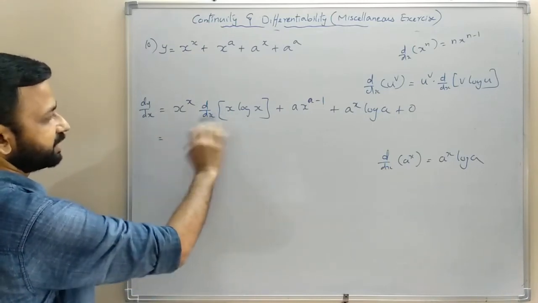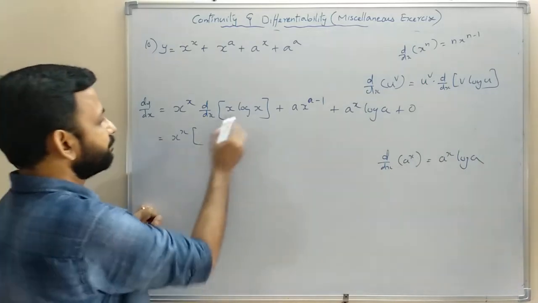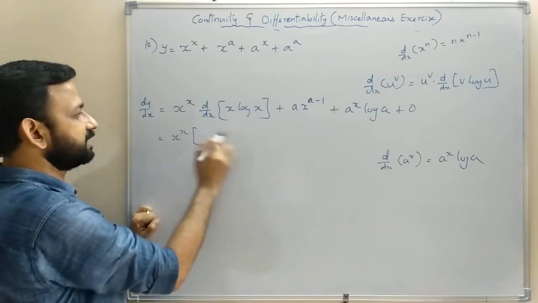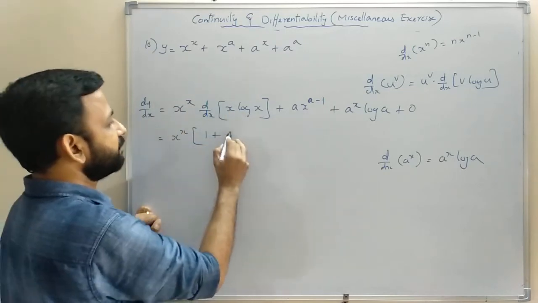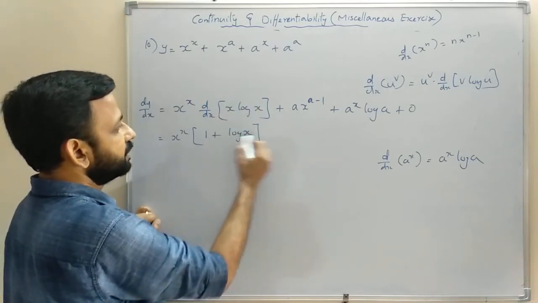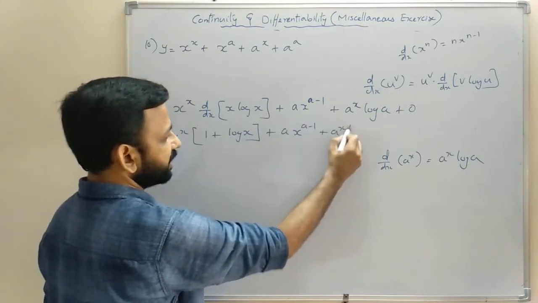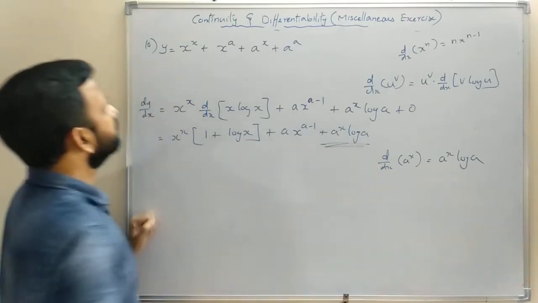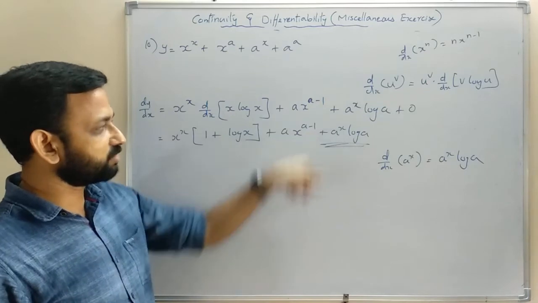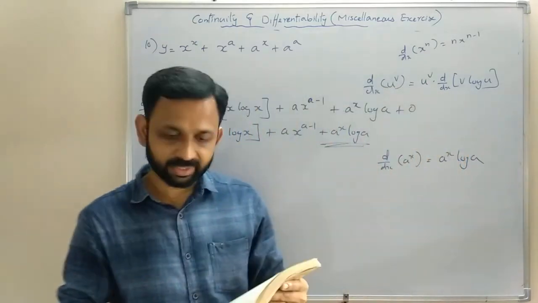Here we have to differentiate this one. So x raised to x, then we will apply the product rule. x into the derivative of log x, that is 1 by x. So x into 1 by x is 1, plus the second function log x into the derivative of x with respect to x, that is 1. Plus a into x raised to a minus 1, plus a raised to x log a. So this is the answer: x raised to x into 1 plus log x, plus a into x raised to a minus 1, plus a raised to x log a. So that is question number 10.